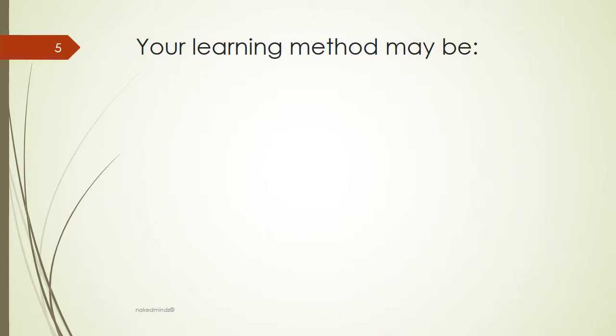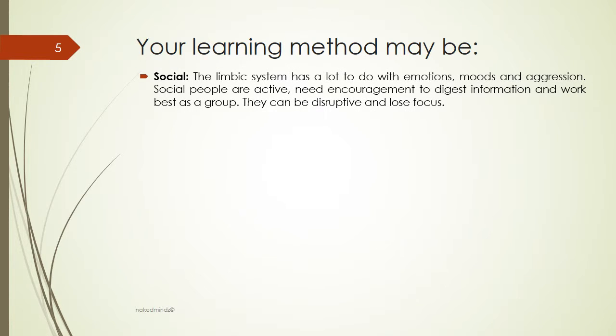So what is your learning method? Well, your learning method may be social. That's the limbic system, has lots to do with the emotions, moods, and aggression. Social people are active. They need encouragement to digest information, and they work best as a group. Unfortunately, they can be disruptive and they can lose focus very fast.